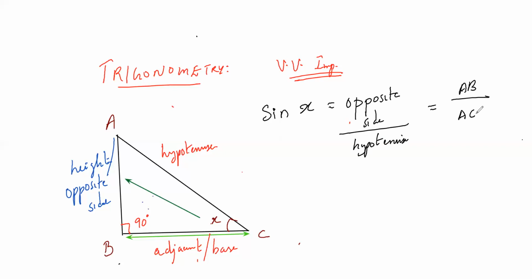Next one is cos X. Cos X is nothing but adjacent side, or base, by hypotenuse. Or else I can say BC by AC. So BC by AC, that's it.